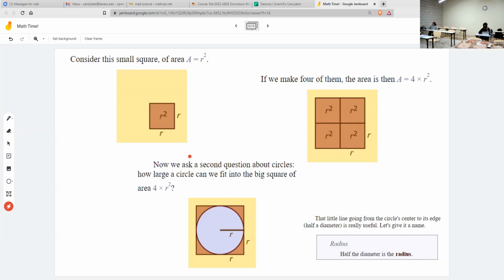By the way, the reason I picked r was so that this line from the middle to the edge of a circle, I could label as r. Because we're about to say that's the radius, half of the width, half of the diameter is the radius, another word you should memorize.